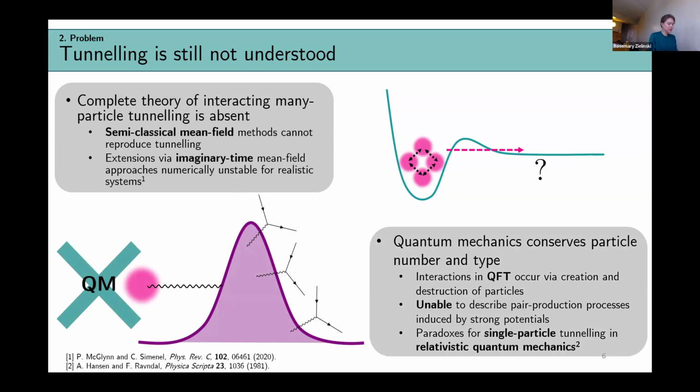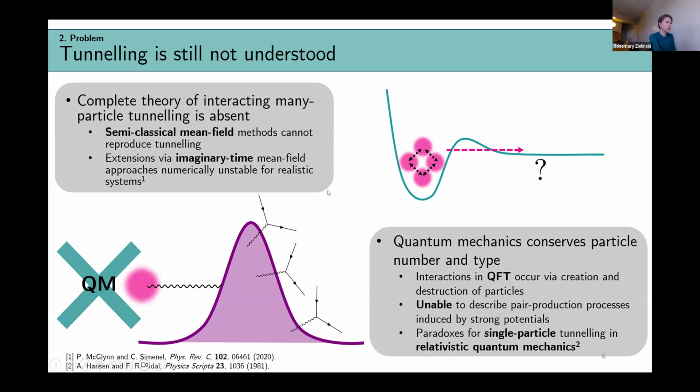This more fundamental problem prompts us to take a closer look at the foundations of tunneling, and in particular how we describe interactions. We know that in the real world, any interaction implies the destruction and creation of particles. The way to properly treat this is with quantum field theory, where we don't have particle number conservation. The reason why this is an issue particularly in quantum mechanics is that we're unable to describe things like pair production processes, which are induced by strong potentials. And as we'll see, this actually results in paradoxes for single particle tunneling in relativistic quantum mechanics.